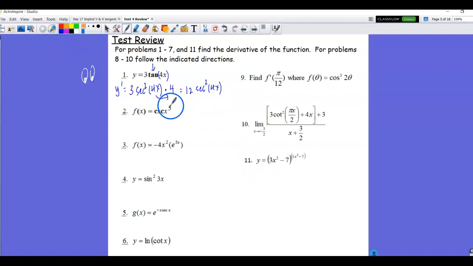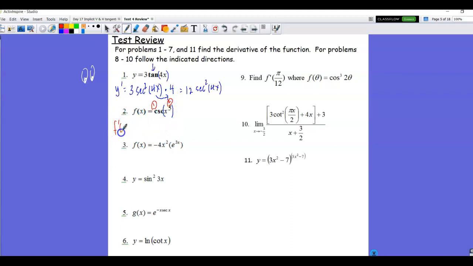In problem number 2, we're going to use our math eyes. So be careful right here where you see the x to the 5th power. That is cosecant of x to the 5th power. The 5th power is not on the cosecant. So the outside function is cosecant. The inside function is the angle measurement.